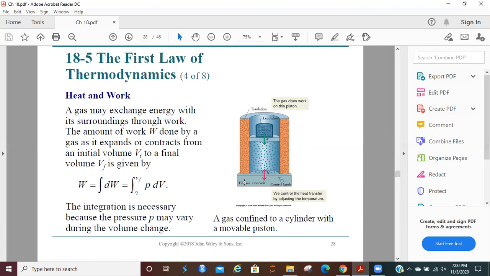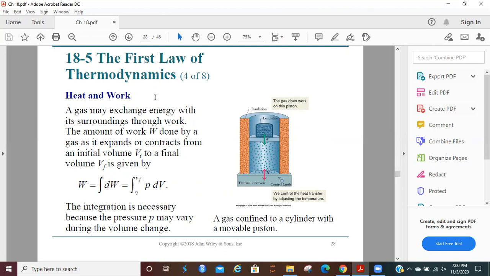In this particular case, it's going to be pressure times the infinitesimal volume. And we're going to integrate that from some initial volume to some final volume. So the integration is going to be necessary because the pressure may vary during the volume change. In other words, it could be a function of volume as well. So we're going to need to be able to integrate that. And we can't just call it a constant. In some cases, we might be able to, but it depends on the circumstance.